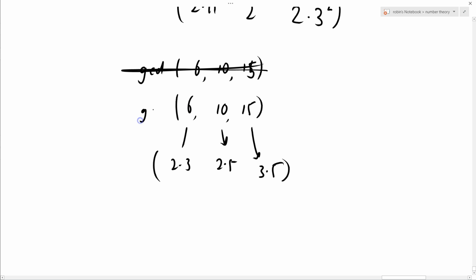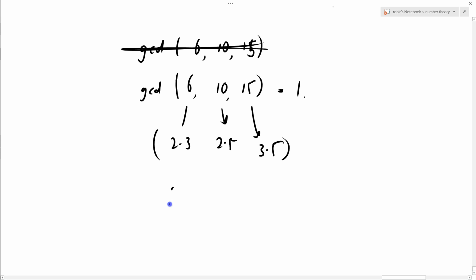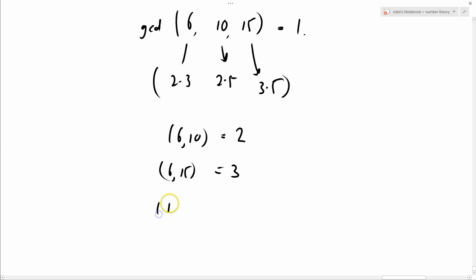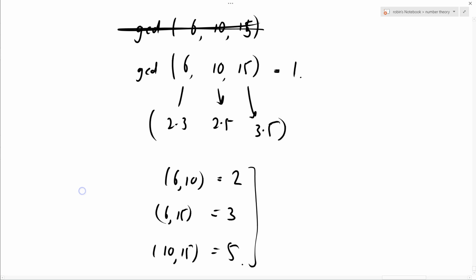just because the greatest common divisor of all those three equals 1 doesn't mean that they're relatively prime. Because look, the gcd of 6 and 10 equals 2, 6 and 15 equals 3, and 10 and 15 equals 5. So the greatest common divisor of all three being equal to 1 doesn't mean that they're not pairwise relatively prime.